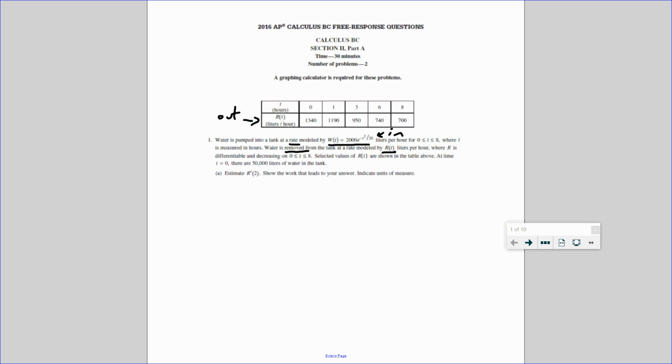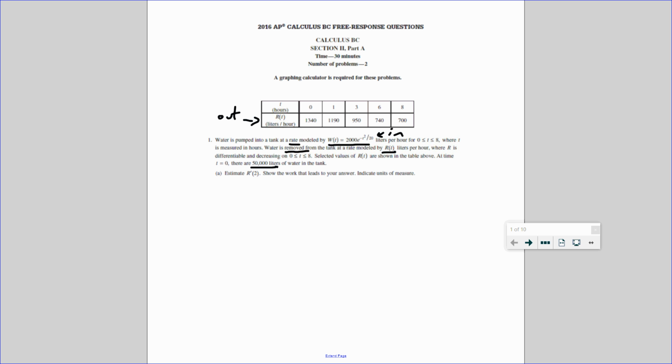That's the water going out, and they give us the table for that. They tell us R is differentiable and decreasing on the first 8 hours, and selected values of R(t) are shown below. At time t equals 0, there are 50,000 liters of water. So chances are this is most likely going to be an FTC problem where we're going to have to solve for an initial value or a value at some point.